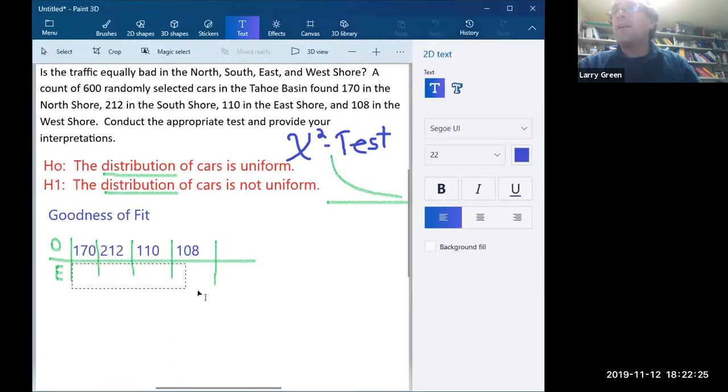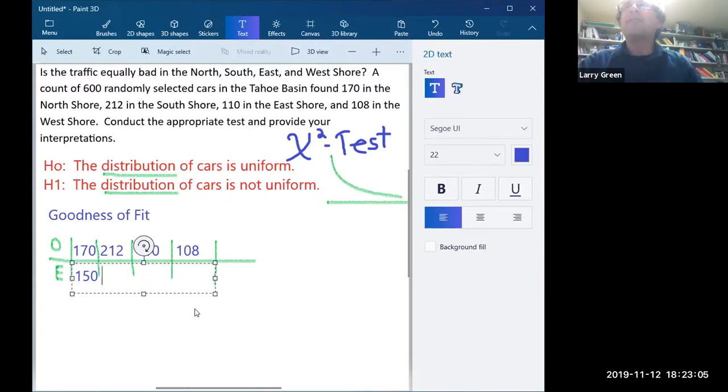Expected is not that hard either, but it's a little technical, a little trickier. So if it was uniform and we counted 600 cars, how many would we see in the North Shore if it's truly uniform? Yeah, 150. The way you got 150, for those who didn't see it, is that there are 4 different shores, and if it was uniform, it should be equally split up. 600 divided by 4 is 150. So 150 is how many you would expect to see in the North Shore.